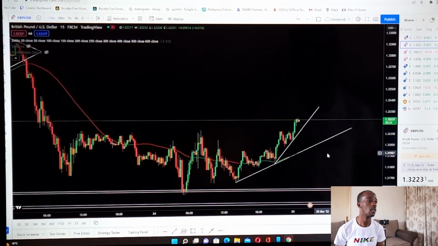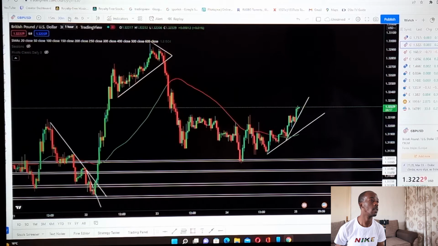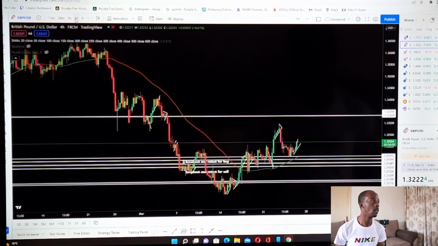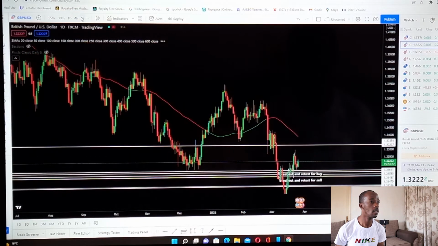So this is what I see on GBP USD. Let's go to the 30 minutes time frame. We are on buyers, also on 1 hour buyers are starting to dominate. Even on 4 hour buyers are dominating. As you can see, even on USD I was trading. It's only the daily time frame where sellers are dominating. So let's go back to 15 minutes.